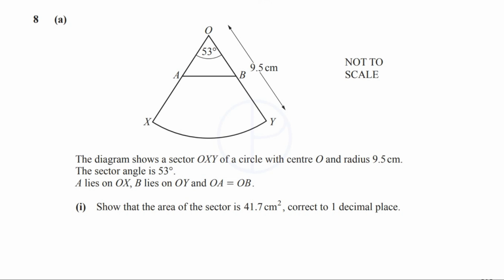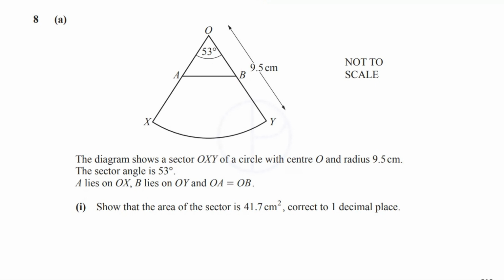The diagram shows a sector OXY of a circle with center O and radius 9.5 centimeter. The sector angle is 53 degree. A lies on OX, B lies on OY, and OA is equal to OB. Show that the area of the sector is 41.7 centimeter square, correct to one decimal place.